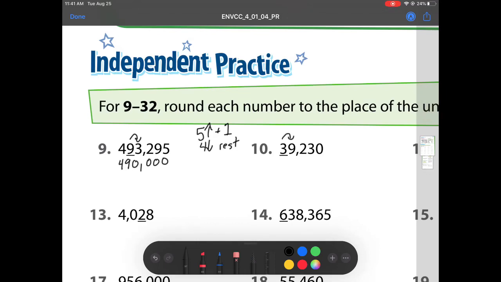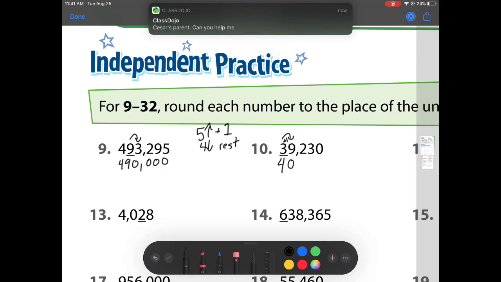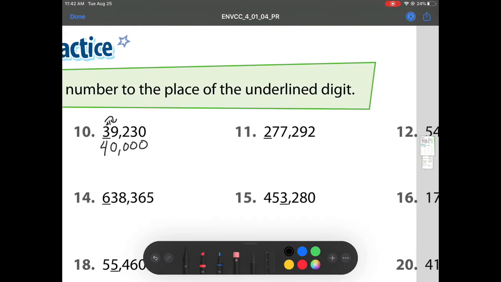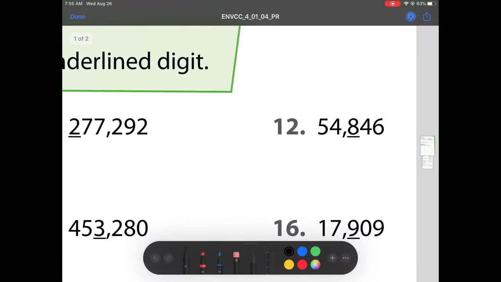My next one, go next door. That is 5 or more, so we need to add 1 to this 3. So that's going to be a 4. And then look to the right, put zeros in sight. Now for number 11, we look to the right. That's 5 or more, so we put zeros in sight after we add 1. So on to number 12.